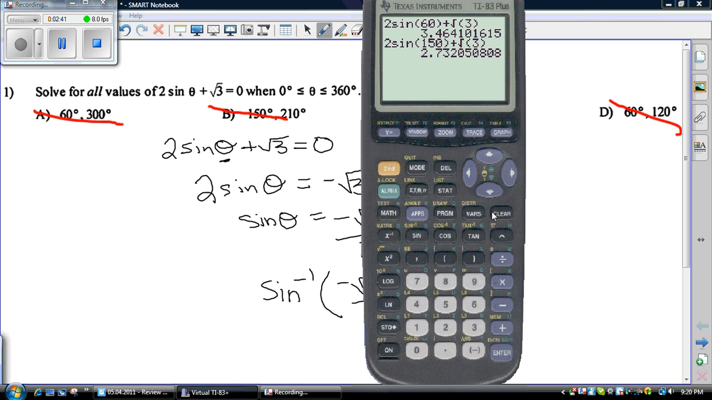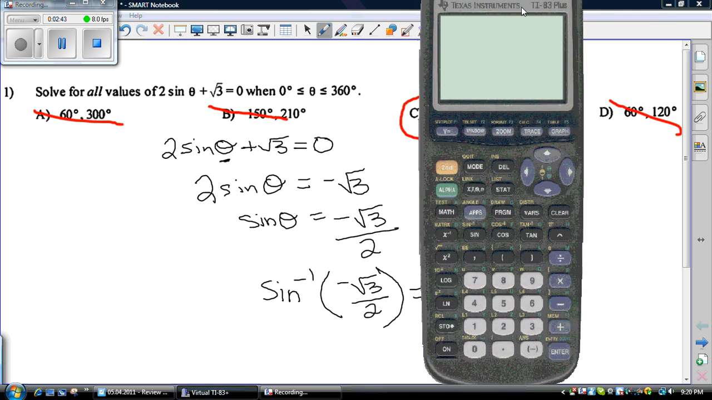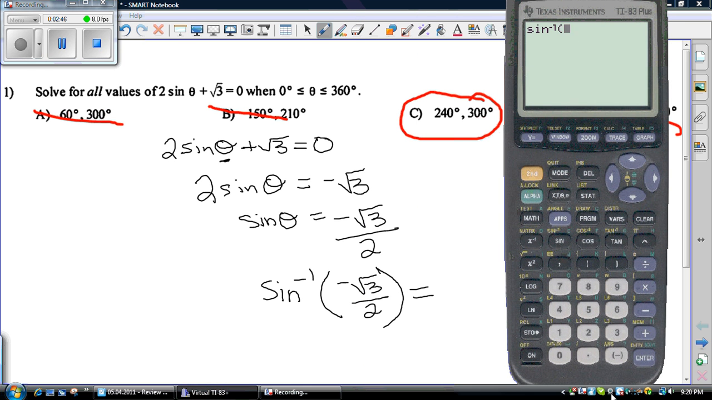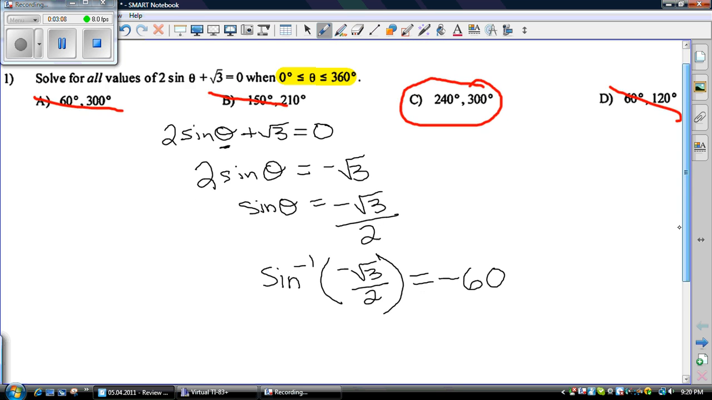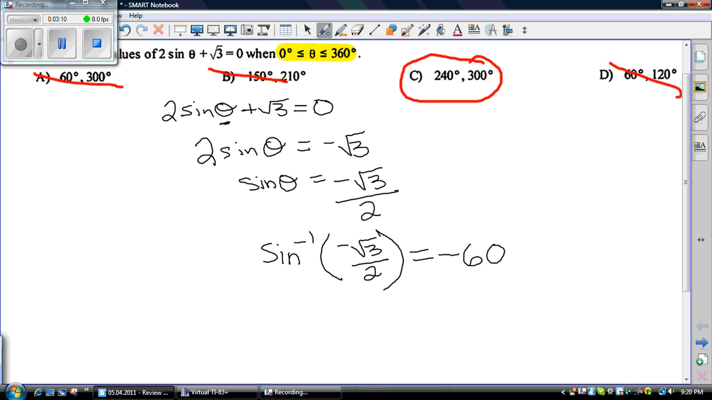Well, let's use our calculator. We're going to inverse sine this. Inverse sine of negative square root 3 divided by 2, and that's negative 60. Now normally that would be okay. The problem is that you have this restriction right here, and that theta's got to be between 0 and 360, and negative 60 isn't in that range.